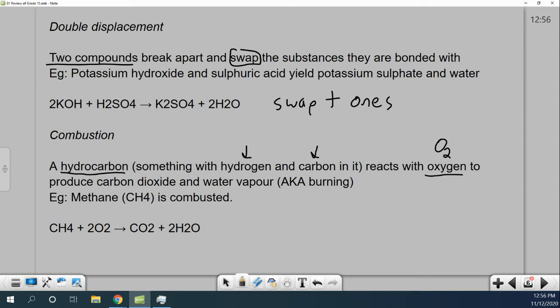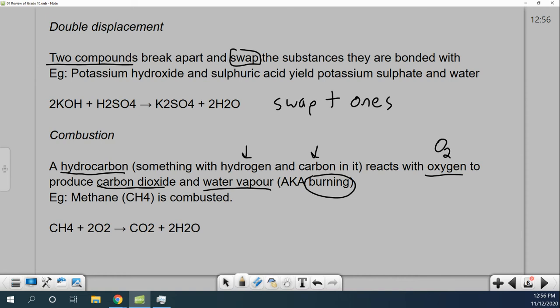And you will produce carbon dioxide and water vapor. There's no wondering what the products will be. The products are always CO2, H2O. Another word for combustion is burning. You take something, combine it with oxygen, it gives you carbon dioxide and water.